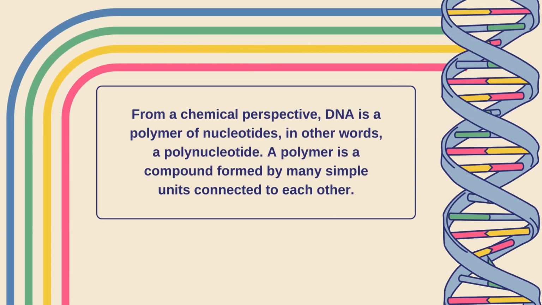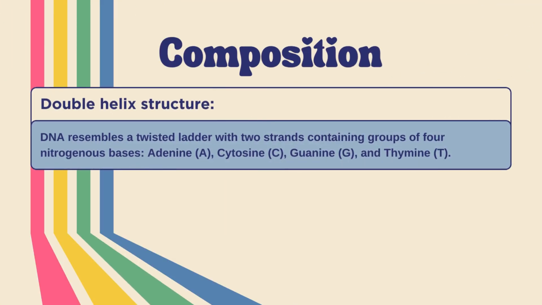From a chemical perspective, DNA is a polymer of nucleotides, in other words, a polynucleotide. A polymer is a compound formed by many simple units connected to each other. Double helix structure. DNA resembles a twisted ladder with 2 strands containing groups of 4 nitrogenous bases: adenine, A, cytosine, C, guanine, G, and thymine, T.